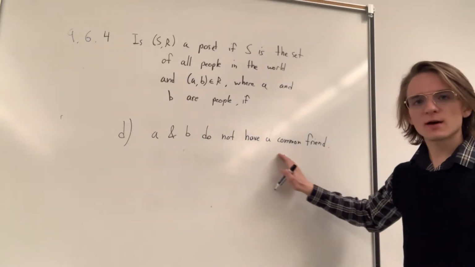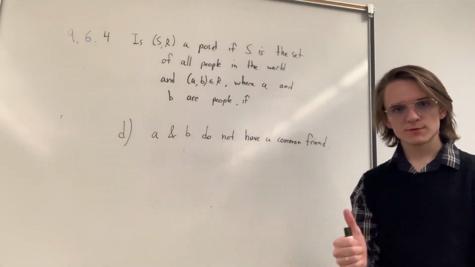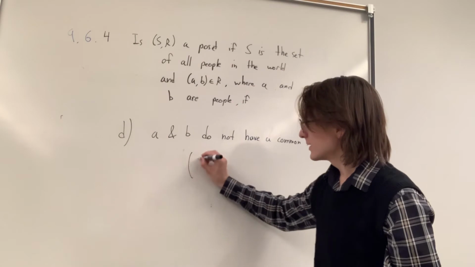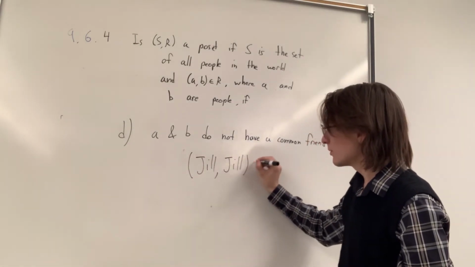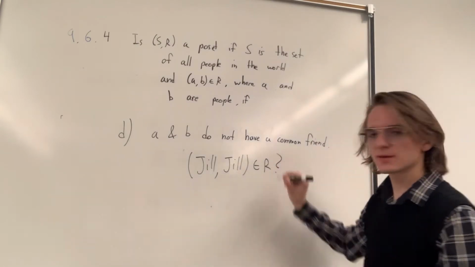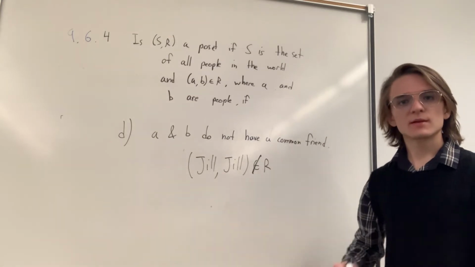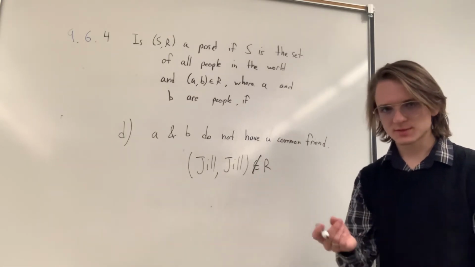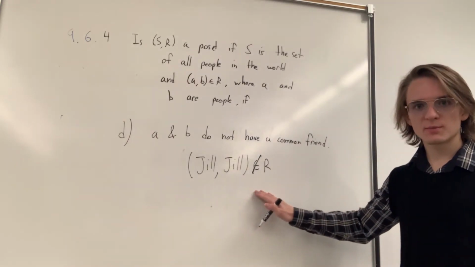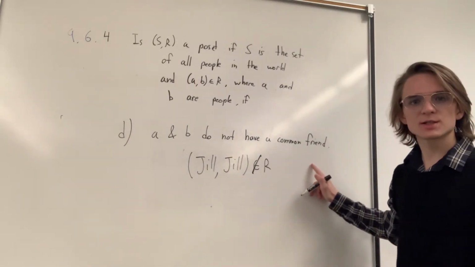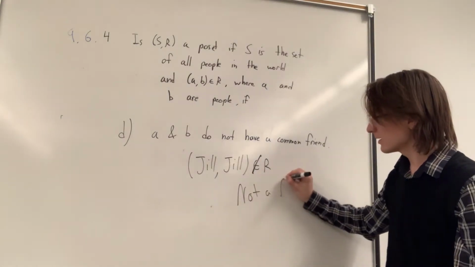A and B do not have a common friend. Okay, so first we determine whether it's reflexive. This is to say, does it make sense that (Jill, Jill) is in the relationship? This is not true, right? Because anyone, for example Jill, does have a common friend with themselves. So it's not in the relationship. By counterexample, this relation is not reflexive and therefore not a poset.